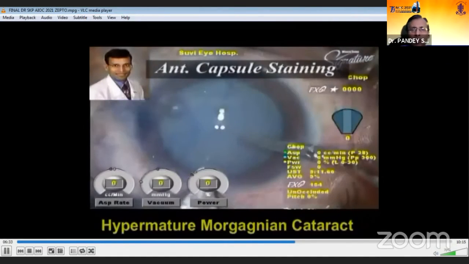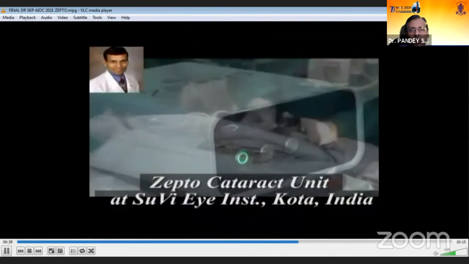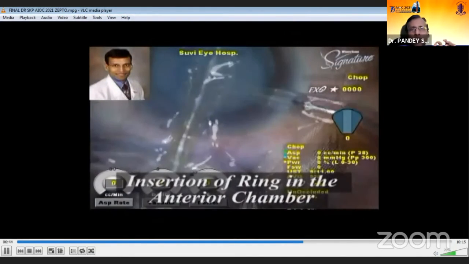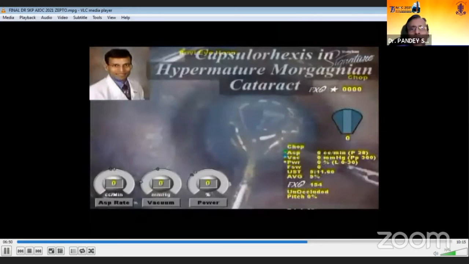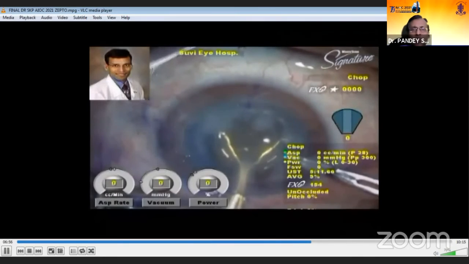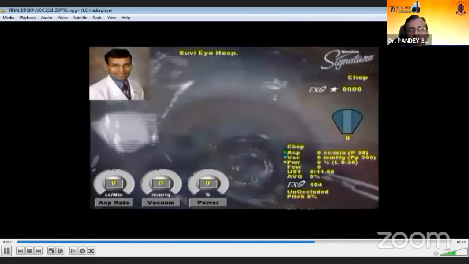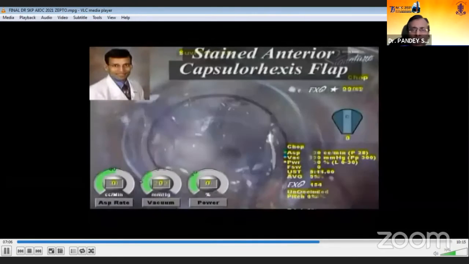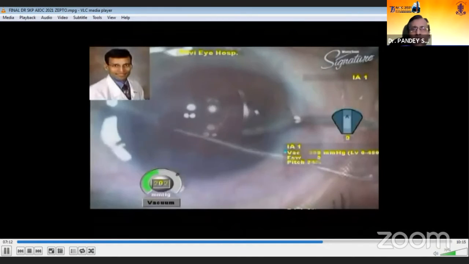Here is a case of hypermature Morgagnian cataract, which we planned for toric multifocal lens implantation. You can see the Zepto handpiece being inserted using the 2.8 millimeter incision. You can see the silicone cup with nitinol ring, and notice the presence of cortical milk once we perform the capsulorhexis. This cortical milk came out, and it's difficult to perform rhexis with the cystotome, or there are high chances of Argentinian flag sign in such cases. So once the capsulorhexis was done, the phacoemulsification was done, and then this was followed by implantation of the multifocal lens.